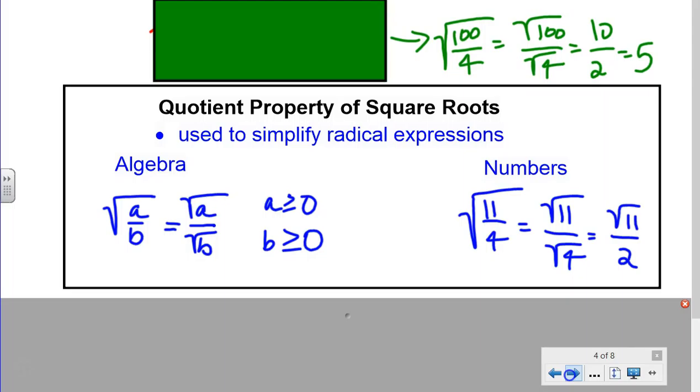And so here it is with numbers. If you wanted to say the square root of 11 fourths, well, just take the square root of each of the top and the bottom separately. And you'll get the same answer here. Square root of 11 over square root of 4. That's a perfect square. So square root of 11 halves is just a simple expression. Okay, but this is another way to simplify a radical expression. Just look at fractions.